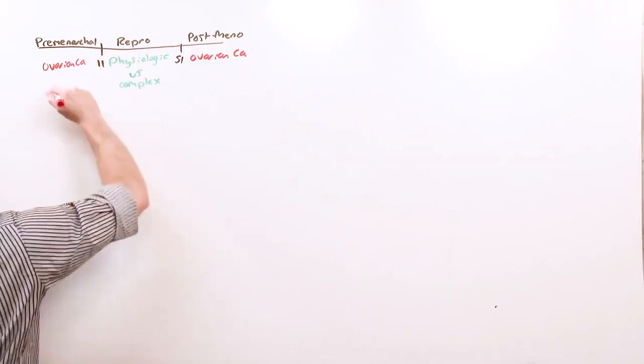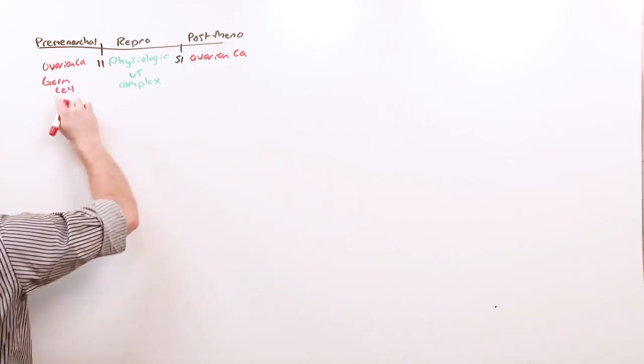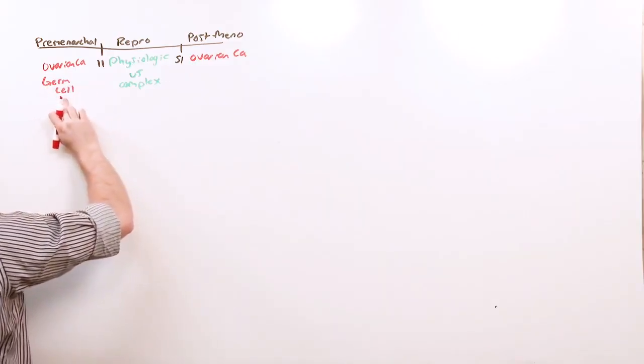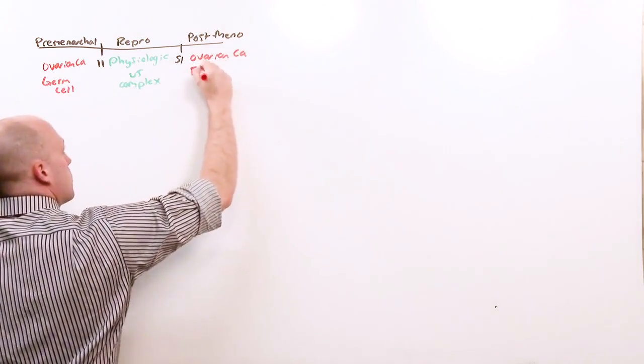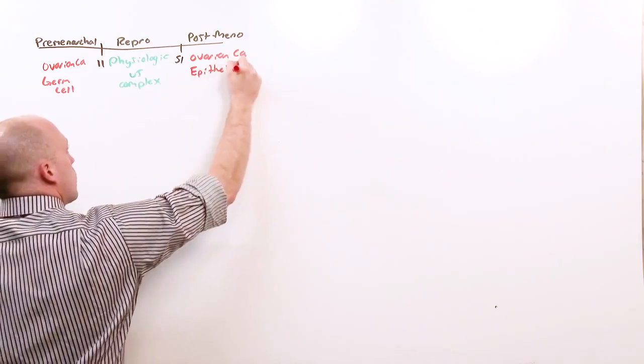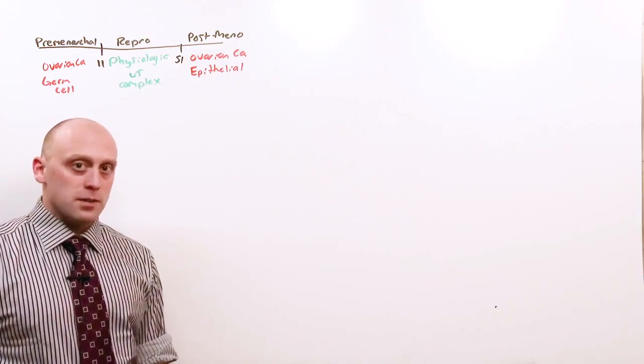In the premenarchal age group, it's probably going to be a germ cell tumor, Sertoli-Leydig, or granulosa theca tumor. In the postmenopausal, that cancer is likely to be epithelial. We have a whole lecture on ovarian cancer in the gynecology section. Take a look at that.